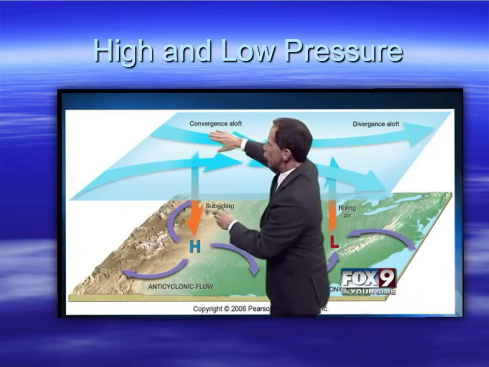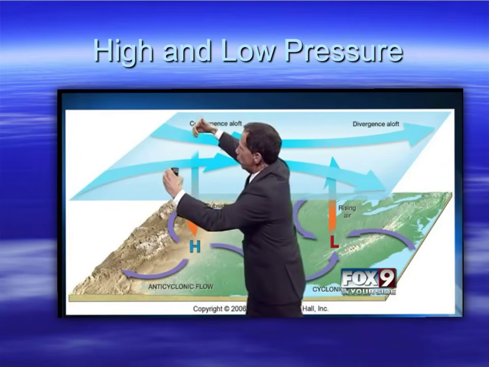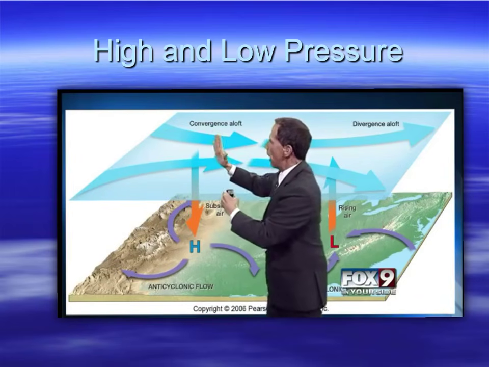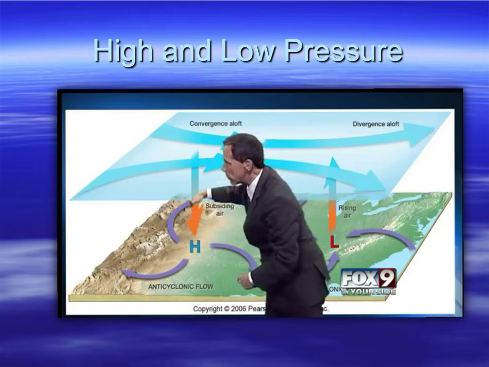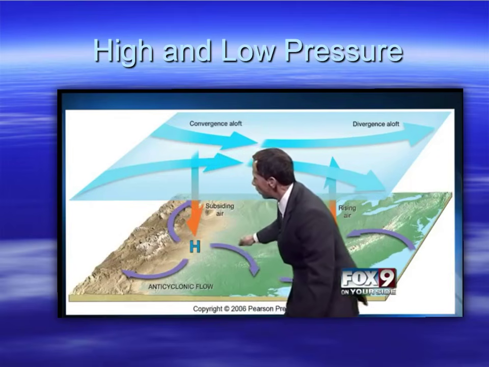Here we'll have a convergence zone aloft here. That's when the jet stream winds are coming together. So as you push the air together, it has nowhere else to go. It can't go up, so it has to go down. So what happens is we have sinking air, and the air sinks, and it sinks clockwise. So it subsides, as we call it, subsides.